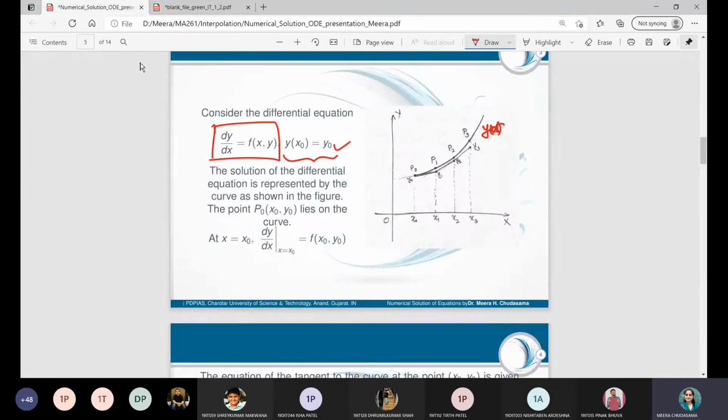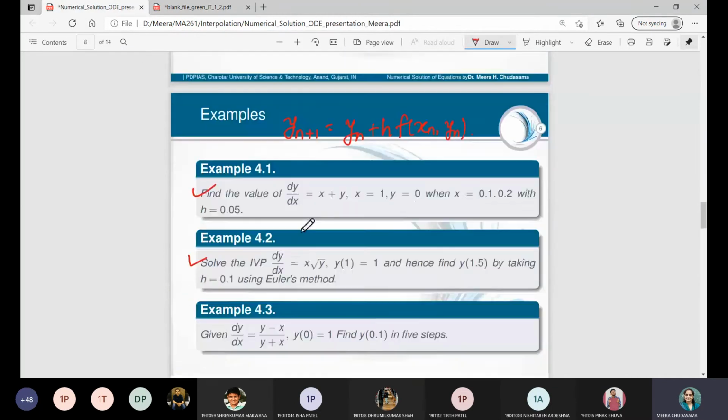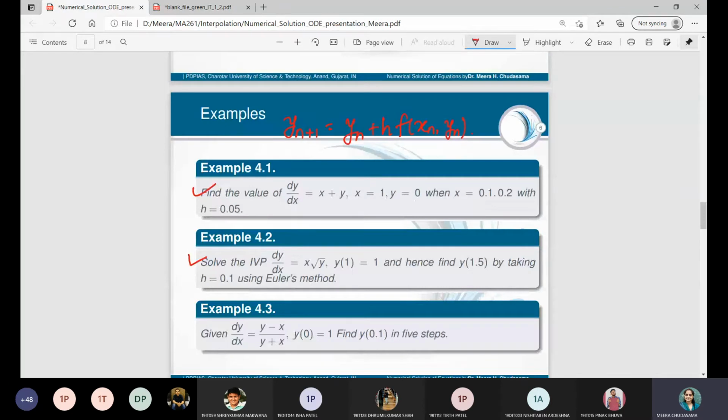One more example based on this one we will consider. Any question to any student? Yes, ma'am. I have a question. Yes, Akshat. Ma'am, in this method, is this analytical solution compulsory, or if it is mentioned in the exam, then only we have to perform it? If it is asked in the exam, then only you have to compare.